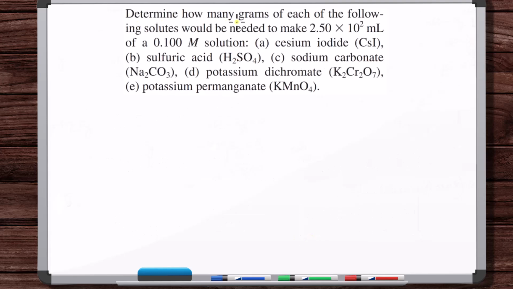Okay, determine how many grams of each of the following solutes would be needed to make 250 milliliters of a 0.1 molarity solution. So, part A, if we had a 0.1 molarity solution of cesium iodide, and we knew that the total volume of that solution was 250 milliliters, then how many grams of cesium iodide must be dissolved? Well, let's just get the formula weight of cesium iodide. Doing a Google search, you get that the formula weight is 259.81 grams per mole.